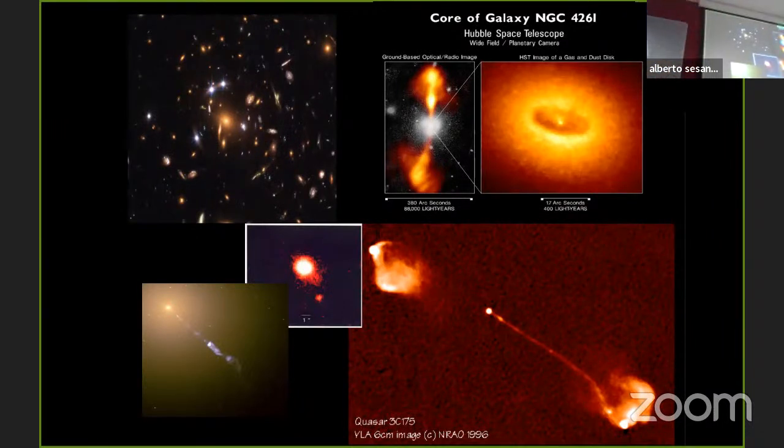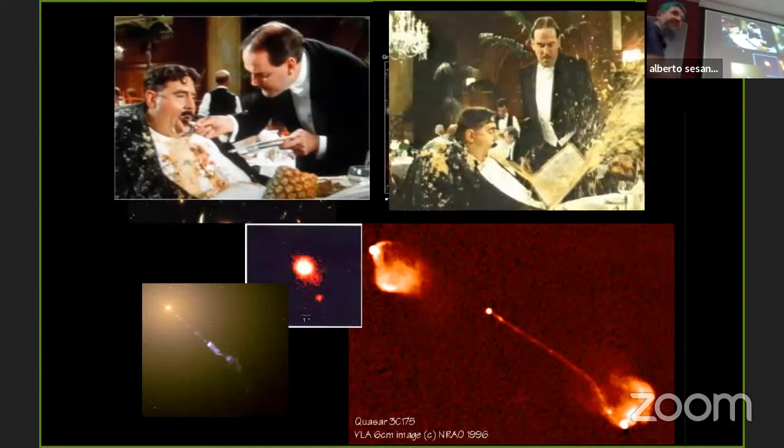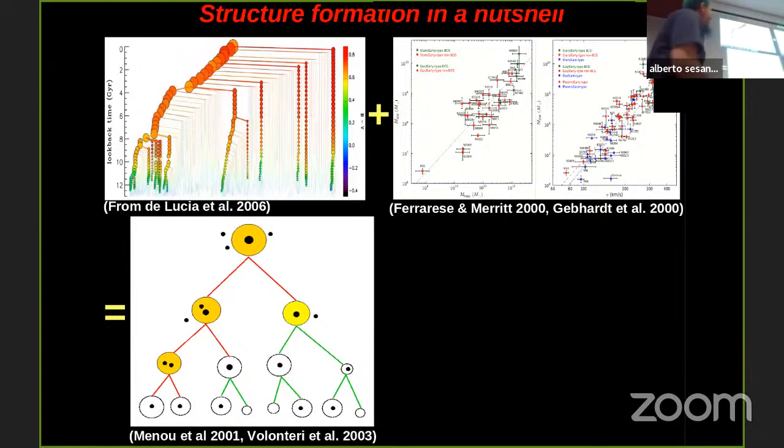This is the jet of an FR2 galaxy with a supermassive black hole here at the center, a quasar at high redshift. So we see them eating a lot of stuff, right? And we see them ejecting also a lot of matter, okay? So this is what massive black holes do most of the time. And I hope some of you got the reference here.